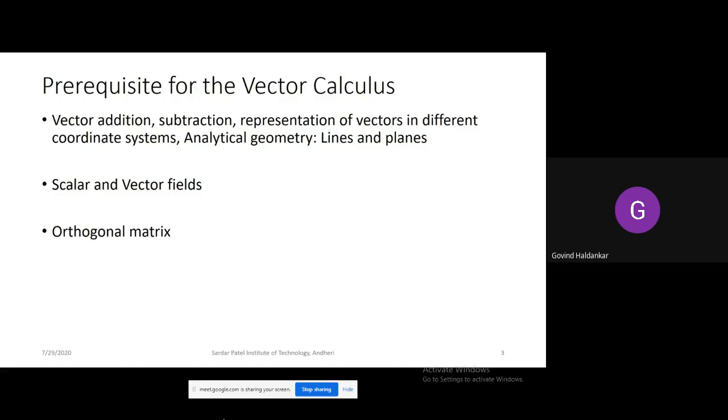We have already solved a number of problems in mathematics. So like that you will get the inverse matrix. The inverse matrix is very easy to obtain when the matrix is an orthogonal matrix. So these are the prerequisites for vector calculus. Some more important points are there that we'll discuss in the next slide.